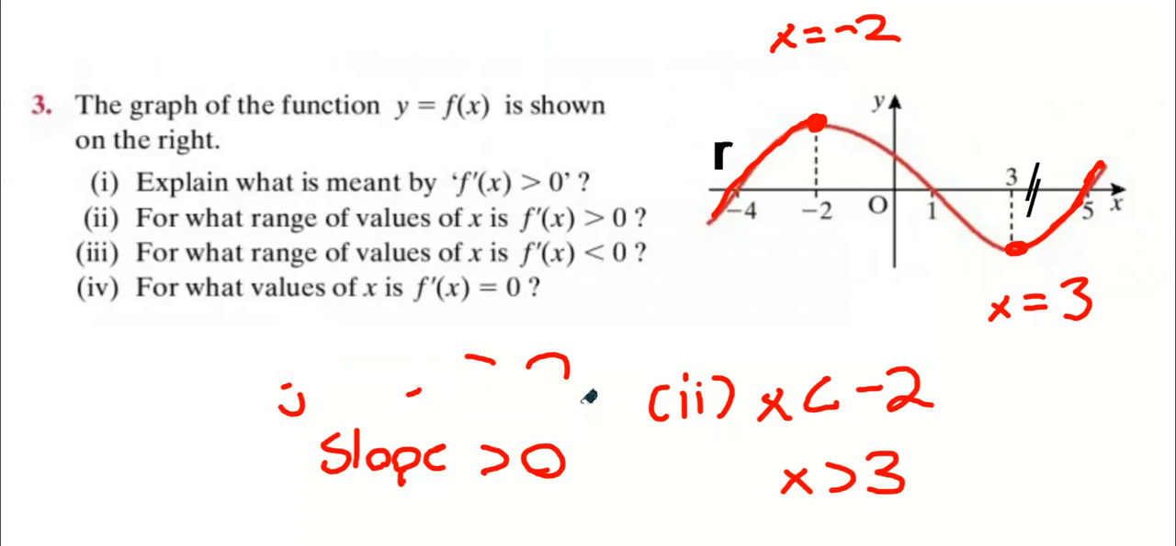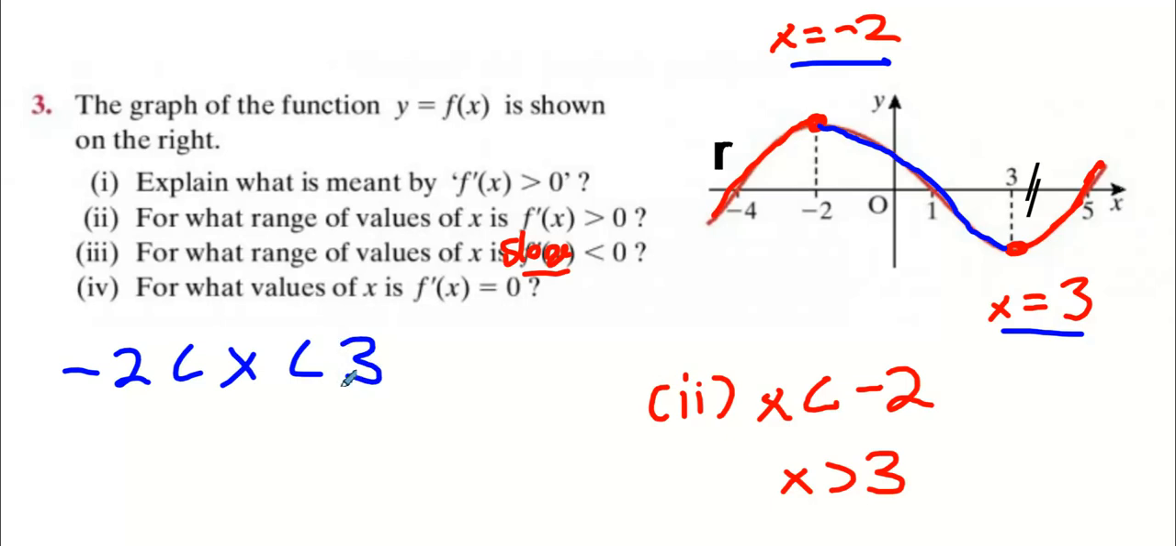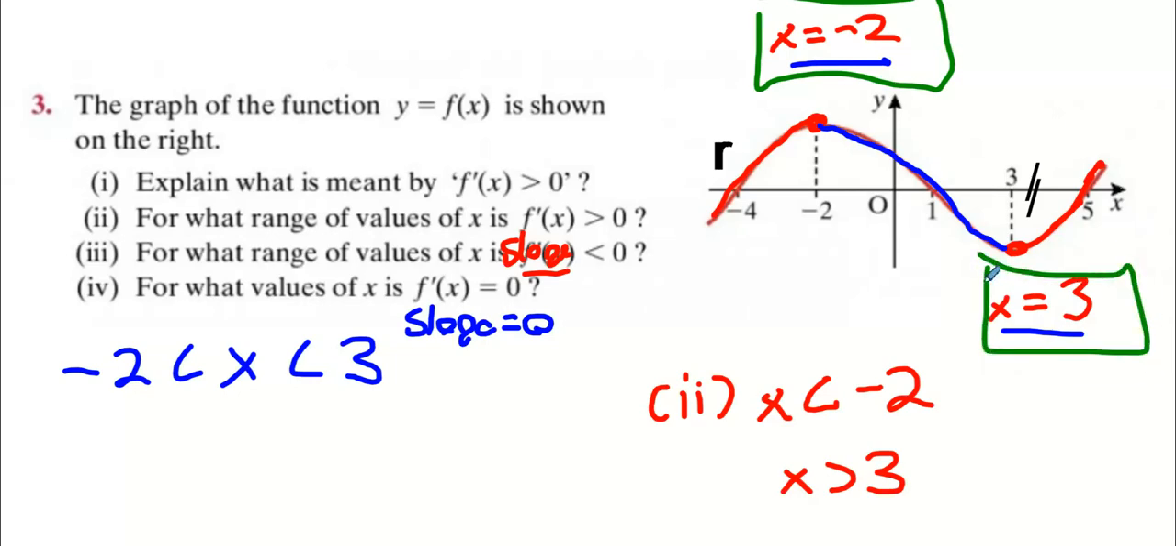What about the answer for part 3? Slope is smaller than 0. Where's the slope negative? The blue region. What numbers is the blue region in between? So -2 is less than x, which is less than 3, in between those 2. That's what that inequality means, in between both of them. All right? What values is the slope 0? The maximum and the minimum, which is x equals -2 and 3. Is that all right?